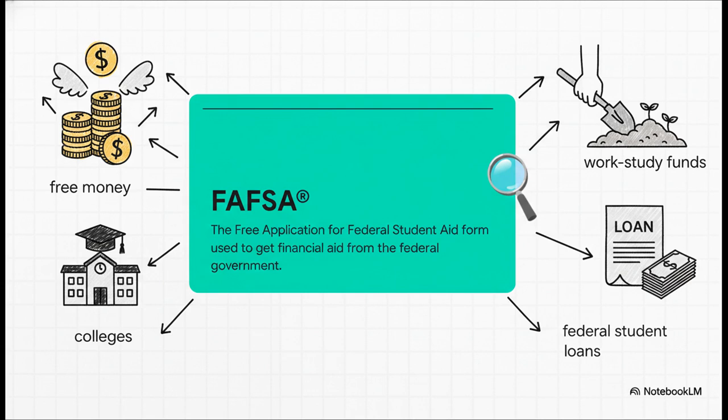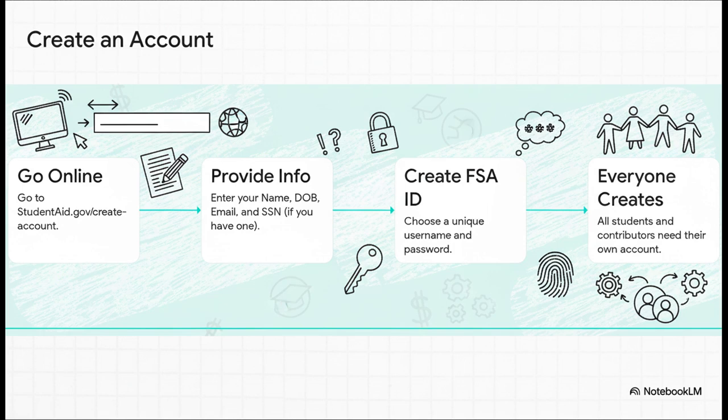It's a must-do. Okay, before you even touch the FAFSA form itself, there is a critical first step that so many people miss. The student and every single person who provides information, we call them contributors, like parents, needs to create their own studentaid.gov account. Think of it like your personal, secure, digital signature. Without it, you just can't finish the process.